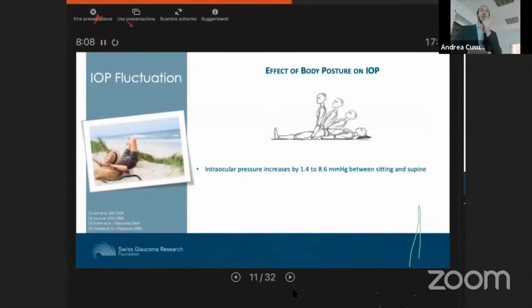And some of that is actually related to the effect of body position. So what some of our colleagues have found as well is that intraocular pressure actually rises by 1.4 to 8.6 millimeters of mercury between sitting and lying down. So when you lie down, the pressure can go up by up to 8.6 millimeters of mercury. And this is quite a lot. And that is actually even greater in older patients and in patients with glaucoma, which really points to the fact that dysregulation of the intraocular pressure is a characteristic of glaucoma.